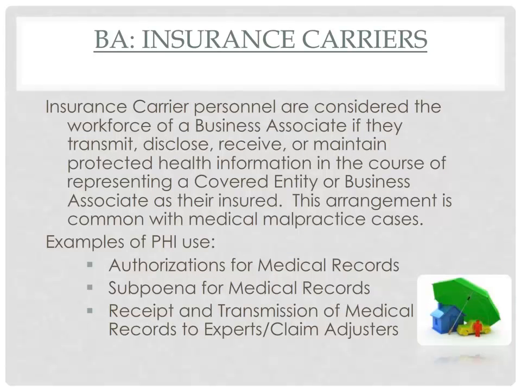Another arrangement where insurance companies would be considered business associates would be in medical malpractice cases, because this is where the workforce would transmit, disclose, receive, or maintain protected health information in the course of representing a covered entity or another business associate as their insured. For example, a claims adjuster would come into contact with PHI if they were getting medical records to evaluate a certain case.